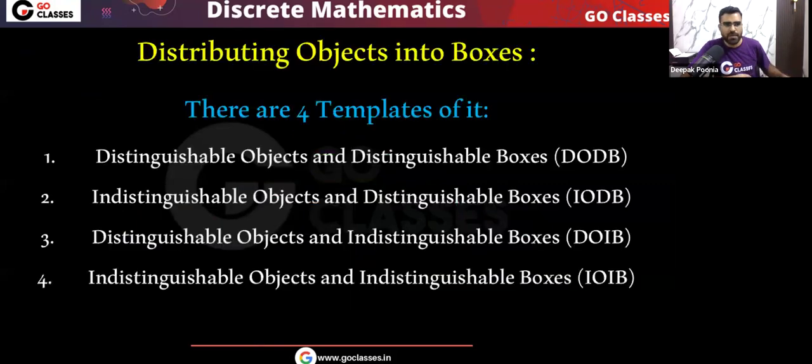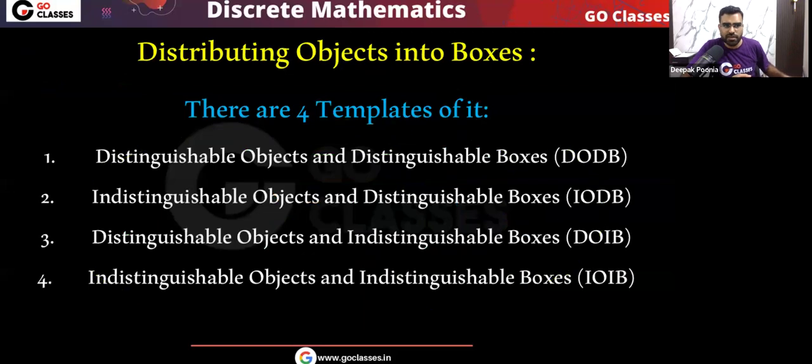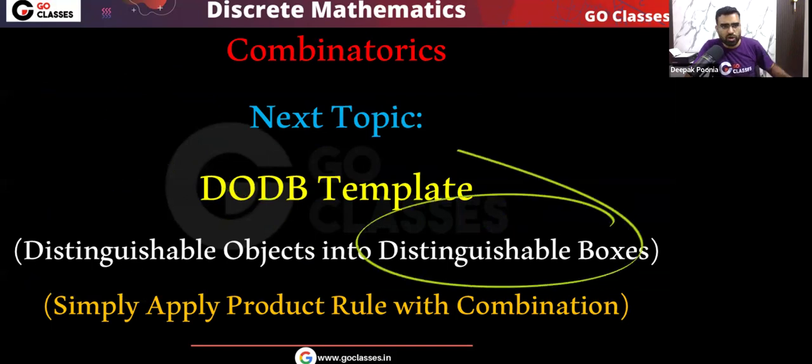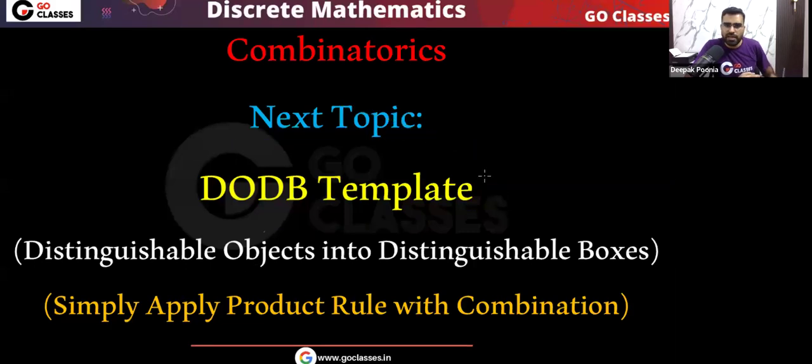Now let's move on. Now we are going to study all these four templates one by one in a very detailed way. So we will start with the DODB template. Let's study the DODB template, that is distinguishable objects and distinguishable boxes. We want to distribute different objects into different boxes. Let me tell you, the DODB template is the easiest template. Very easily you can solve any DODB template question with the help of the product rule with combination.